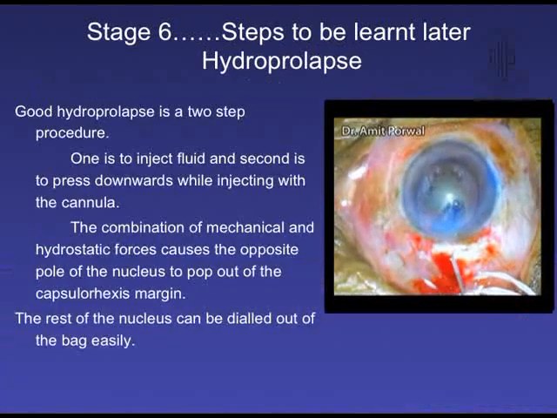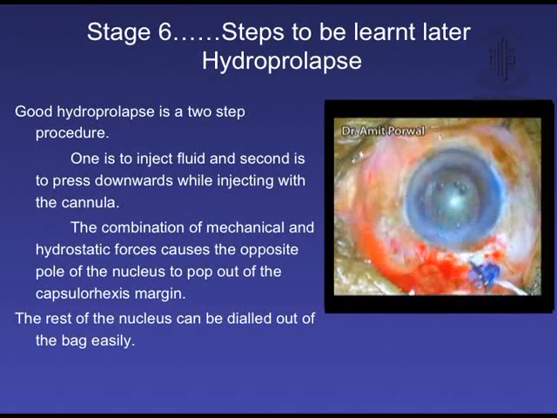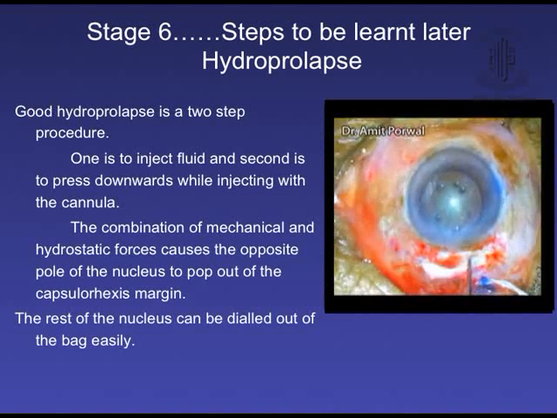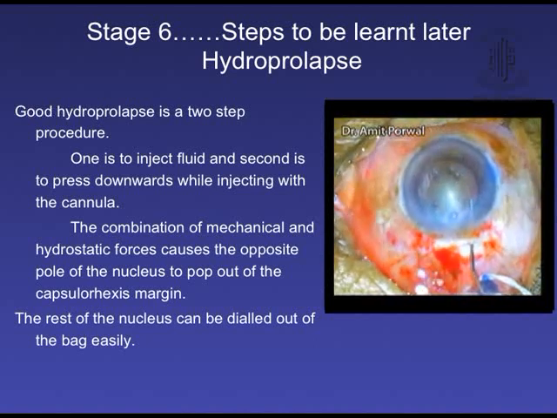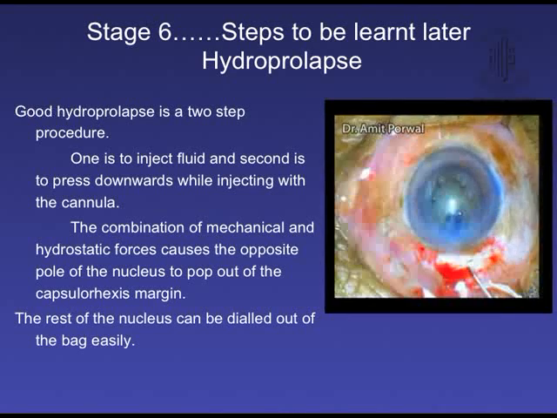Steps which can be learned later is also hydroprolapse. It is a two-step procedure. One is to inject the fluid and second to press downwards while injecting the cannula. The combination of mechanical and hydrostatic forces causes the opposite pole of the nucleus to pop out of the capsulorrhexis margin. The rest of the nucleus can be dialed out of the bag easily.